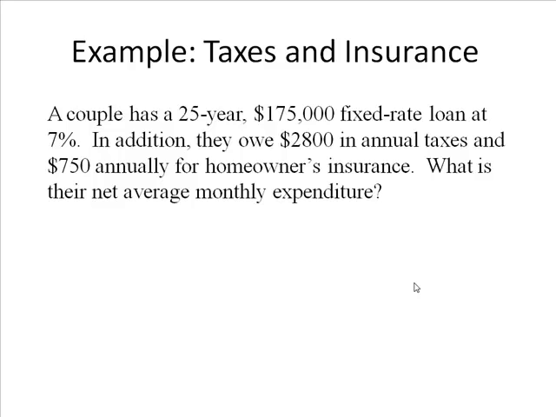A couple has a 25-year, $175,000 fixed-rate loan at 7%. In addition, they owe $2,800 in annual taxes and $750 annually for homeowners insurance. What is their net average monthly expenditure?